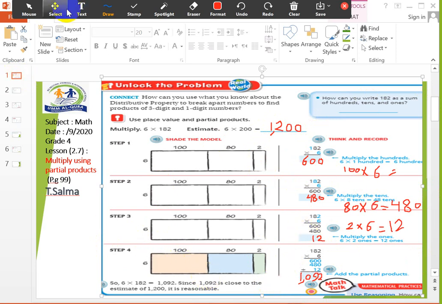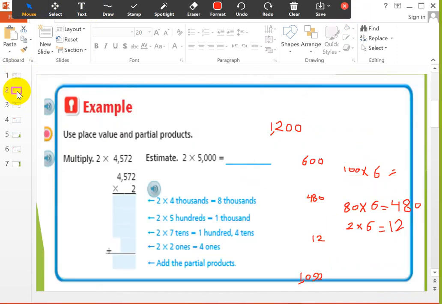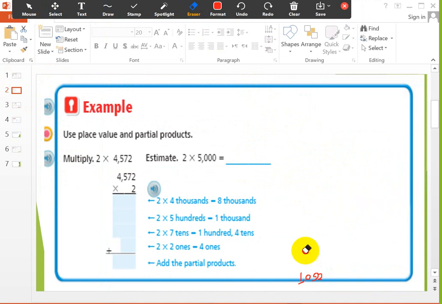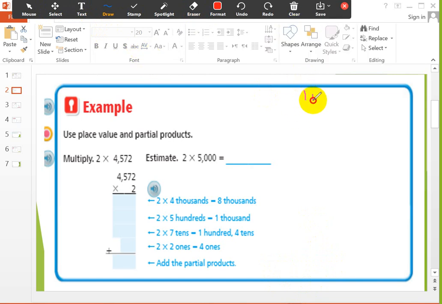Okay, girls. Now we will solve another exercise, so you will find it easier. I will repeat the same steps, so focus with me, please. This is page 100.